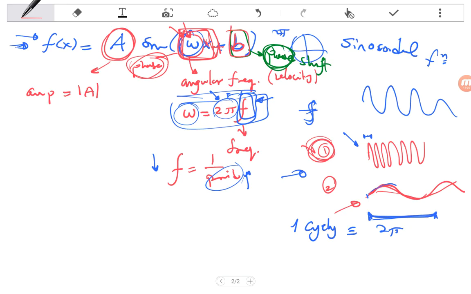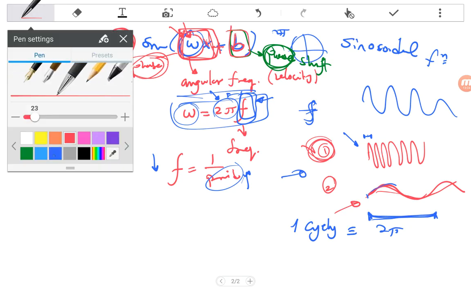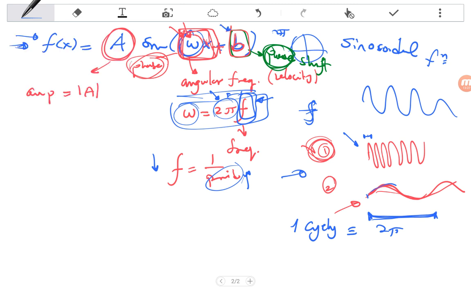But we will not pay much attention to that phase. We'll just put our consideration on the amplitude, the frequency and the period. These are the three characteristics that we will study in more detail, as more important. Just a note, the amplitude is the maximum minus the minimum, divided by 2.